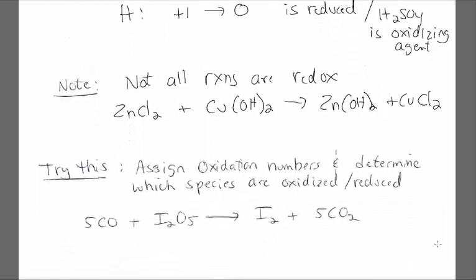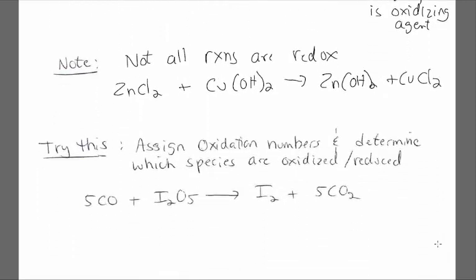Okay, so what is the strategy? The strategy is you assign oxidation numbers, and then you can see what changes and decide what's oxidized and what's reduced. So here's one for you to try. Okay, so let's assign oxidation numbers. Carbon monoxide, the two together need to add to 0, and we know that oxygen is -2, therefore carbon has to be +2.